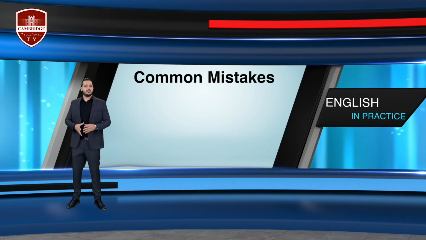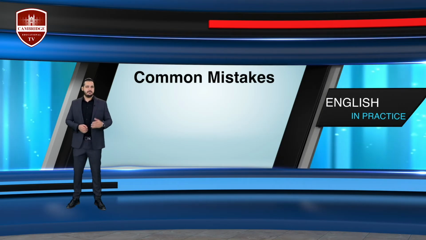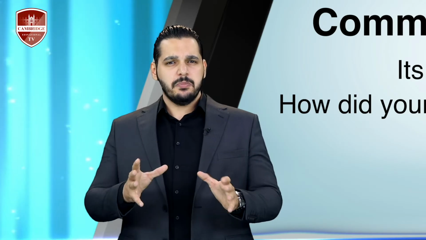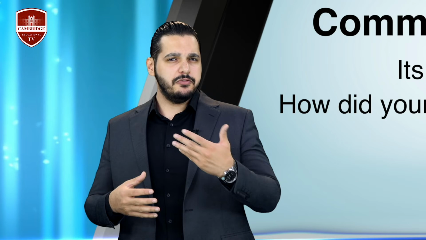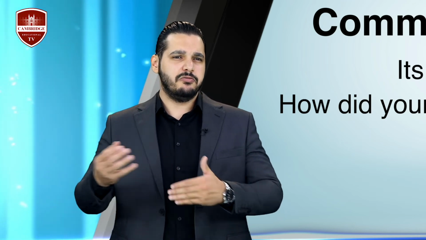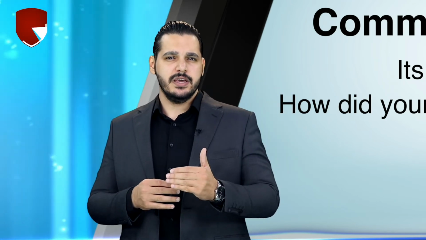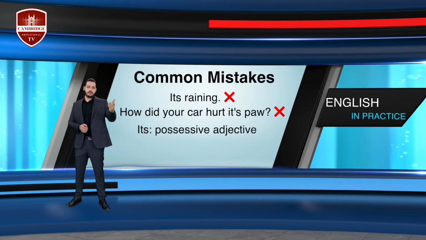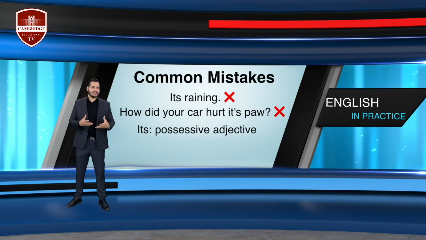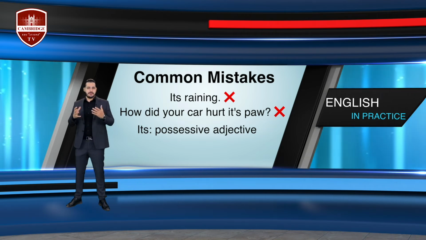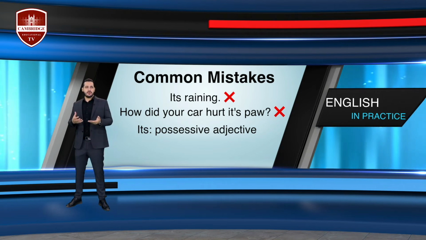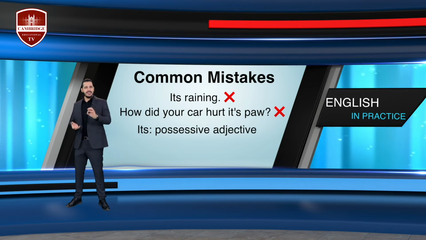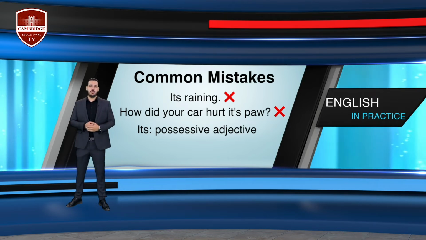The fourth mistake is what you see in these two sentences. "It's raining." "How did your cat hurt its paw?" English learners make this mistake because they are confusing the two words, it's and its, and they are confusing their roles too. The first its, in the second example, is basically a possessive adjective. A possessive adjective is used to precede nouns, to describe nouns and to give more information about them, particularly to say to whom this noun belongs.